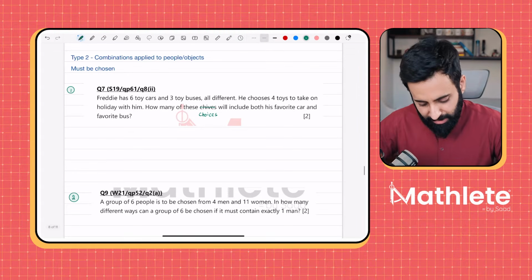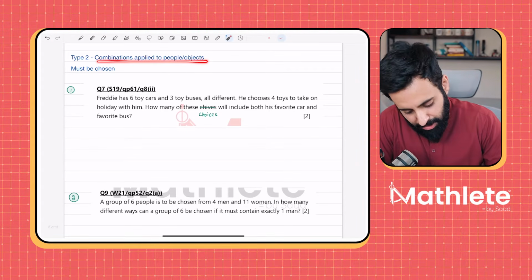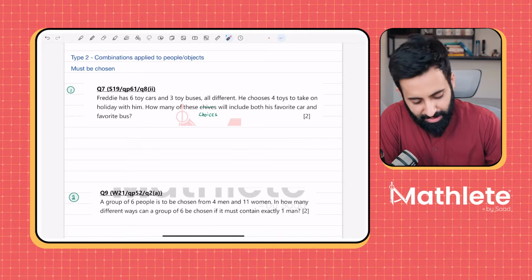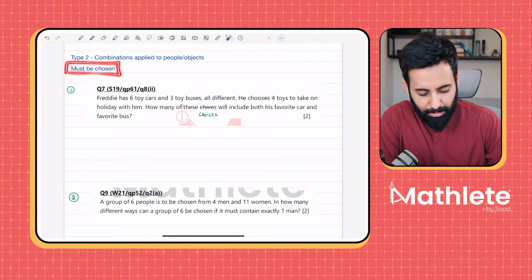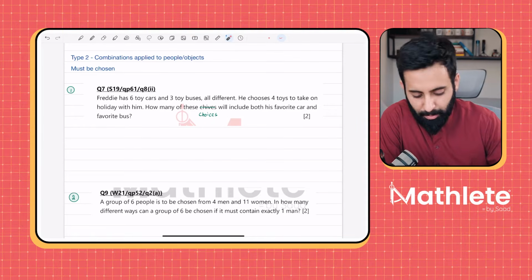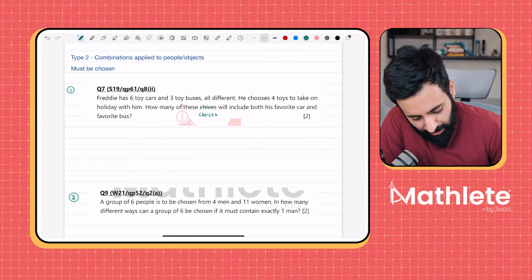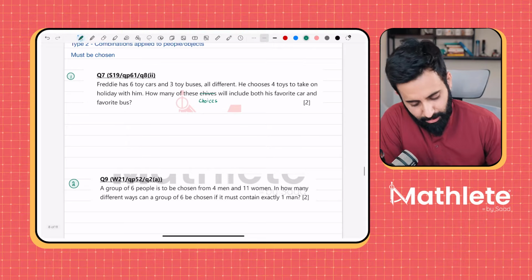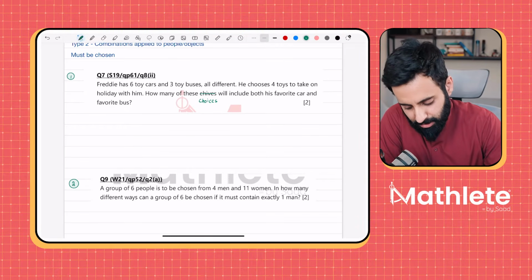So this is type 2, where you will see combination being applied to people or objects, and the condition would be that a certain object or a certain person must be chosen. Okay, could be more than one, could be more than two. We'll find out as we go along. So here are some past paper questions. We're going to solve around 4 or 5 past paper questions to learn this concept.